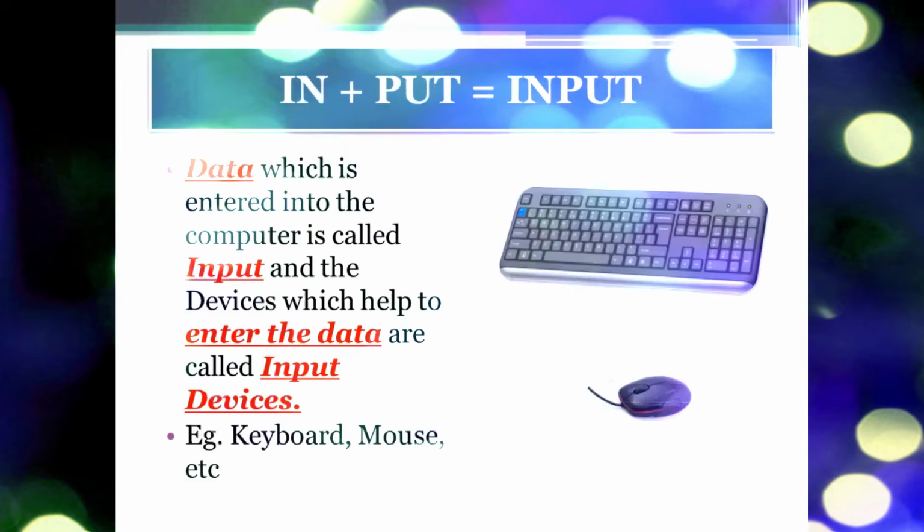Now, what is input and an input device? The data which we enter into the computer is input, and the devices which help to enter the data are called input devices. Now, what can be data? It can be alphabets, numbers, symbols. All these alphabets and numbers can be entered with the keyboard, and therefore the keyboard is an input device. Next is the mouse. We give instructions to the computer to open this, select this, or drag this item. We do all these with the help of the mouse, and hence the mouse is also an input device.